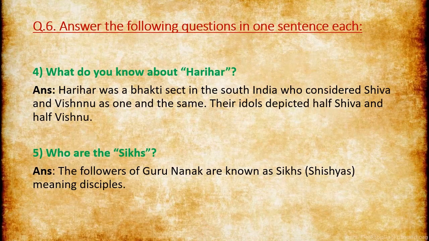Yes, students, we first see this answer in the textbook. So you are not going to take it as a straight answer, and that's why I want you to write this answer, copy down this answer from the screen. You can take a screenshot, or you can pause the video and write it. I hope I'm clear. Follow the instruction. This answer you are going to write. Once again, I'm reading the answer for you, students, so that you get time to write that. Harihar was a bhakti sect in South India who considered Shiva and Vishnu as one and the same. Their ideal depicted half Shiva and half Vishnu.